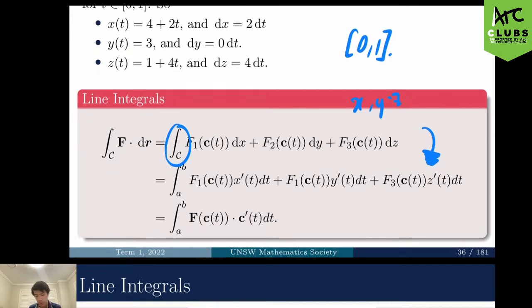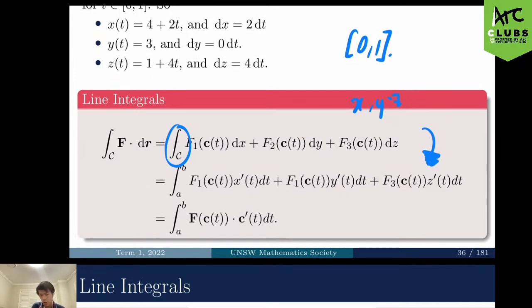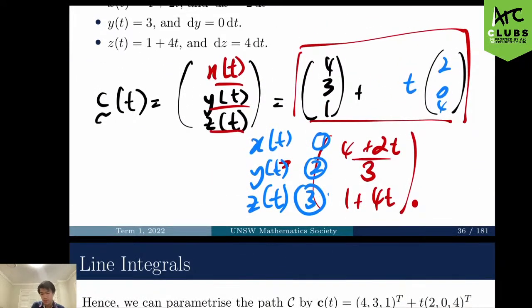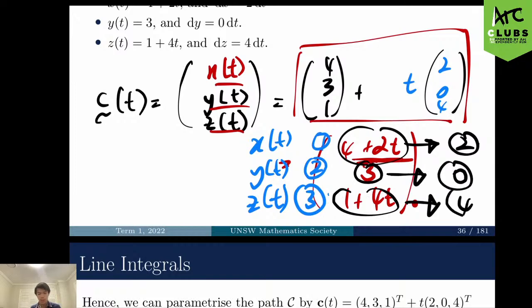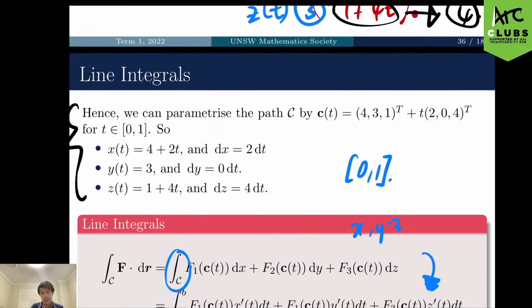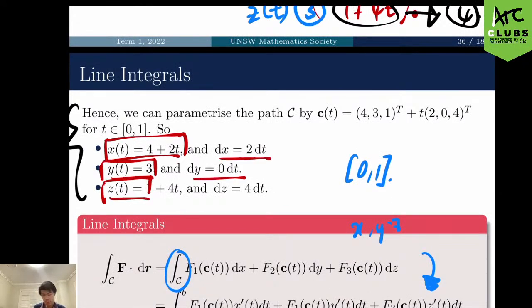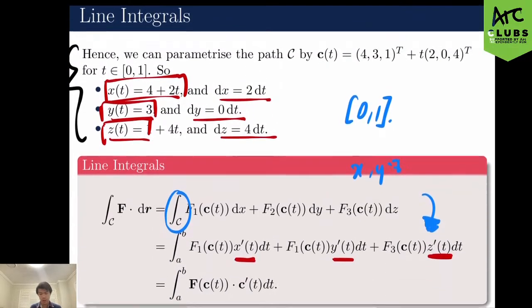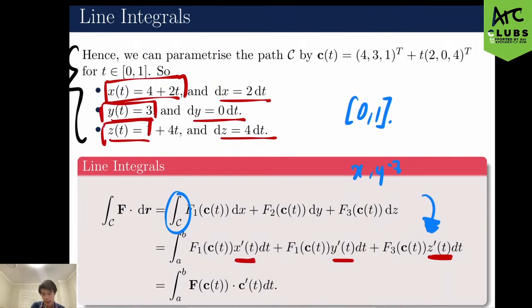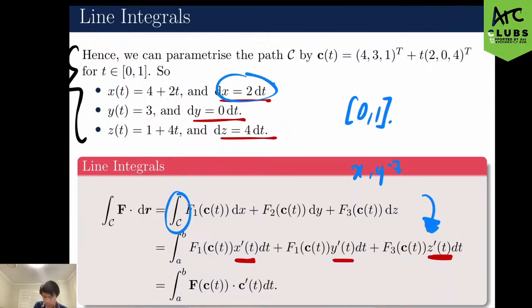Now that we know this formula, we can take each of these individually, x(t), y(t), z(t), and differentiate them. x(t) equals 4 plus 2t, differentiate, you get 2. y(t) equals 3, differentiate, you get 0. This one you differentiate, you get 4. And that's the purpose of what we've done here, because not only do we need x(t), y(t), and z(t), but we also need dx, dy, and dz. Because then we look at this column. It's kind of like a sum product, but not exactly. You look at these three things and you sub them into here.